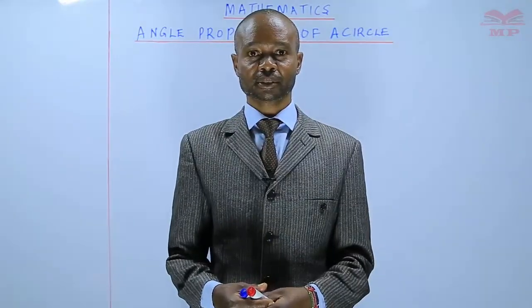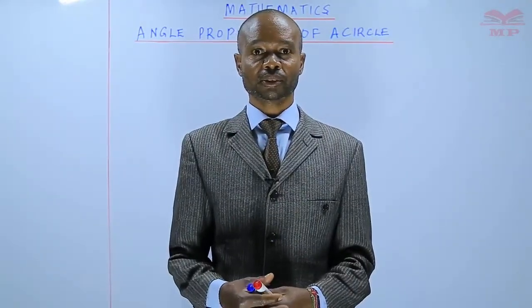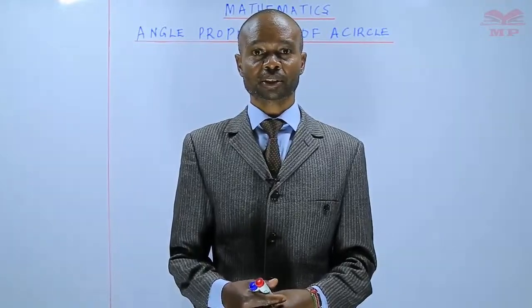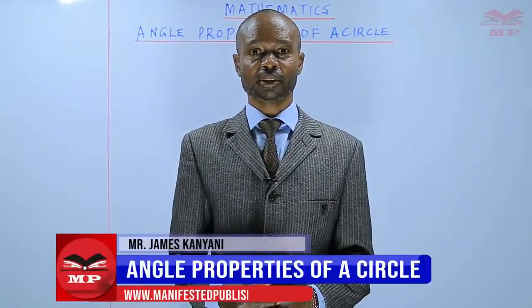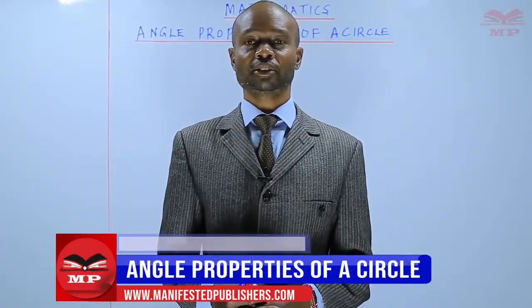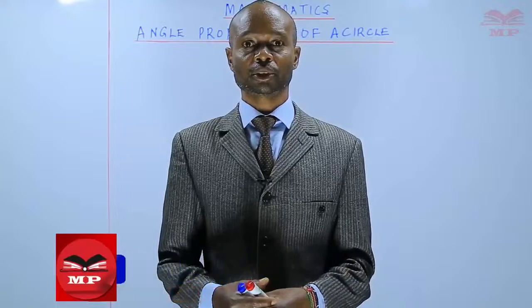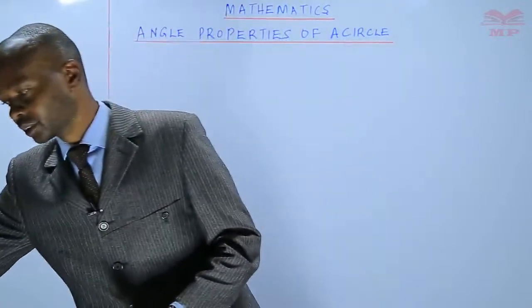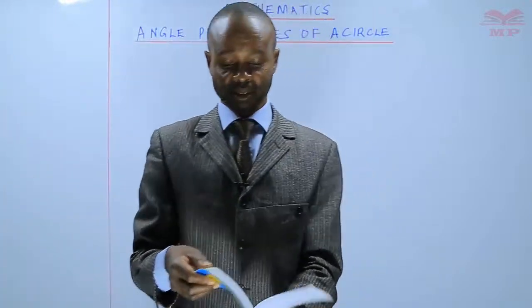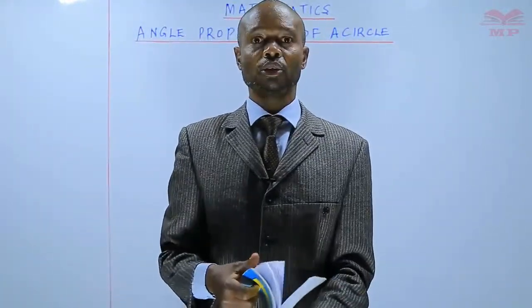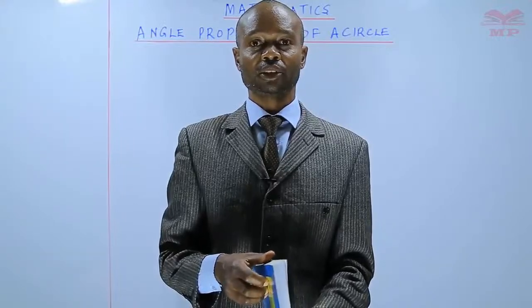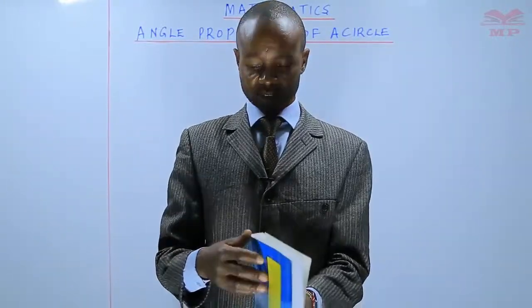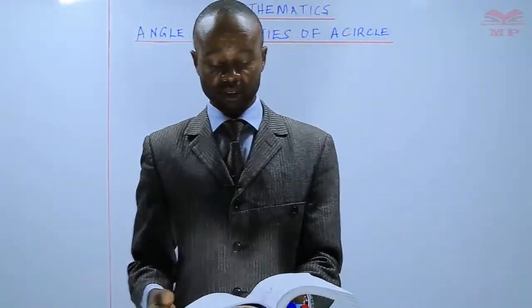Hello learners. Today we are going to continue with our topic, angle properties of a circle. In the last lesson, I had given you an exercise from the learner's book, exercise 19.1, question 4 and 5. And I hope you had done the questions. So I'm going to write the questions on the board, and before I write them, I'll read question 4, which I'm going to start with.